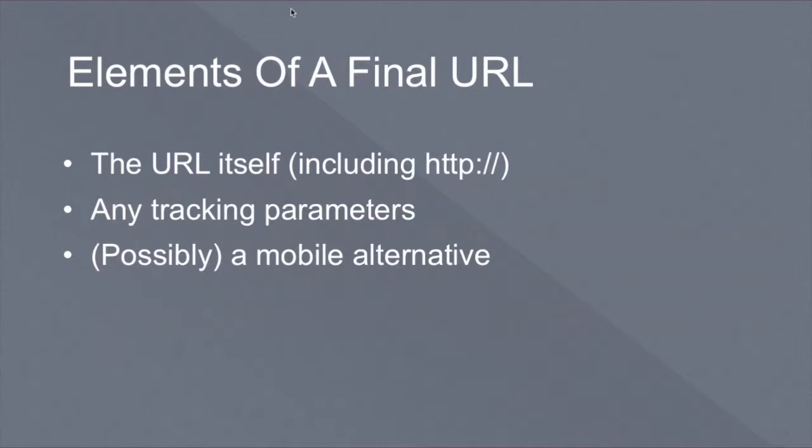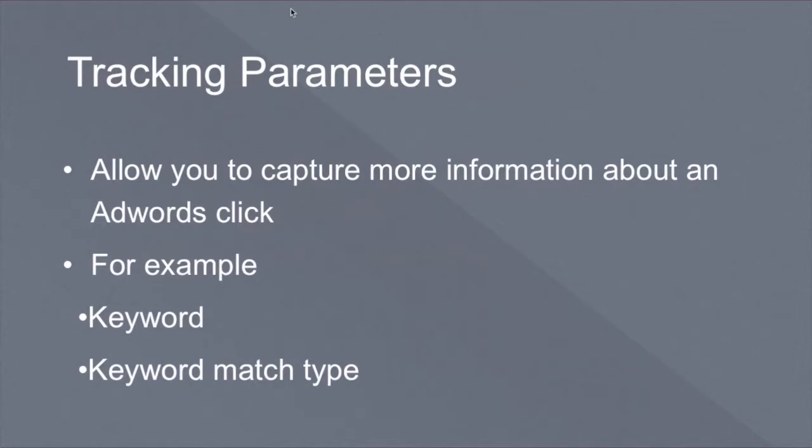Two of them are totally self-explanatory. The URL and the mobile alternative, clearly very, very obvious if you need to use them. Tracking parameters are slightly less obvious. Let me tell you what they are. The purpose of these parameters is to allow you to capture more information about an AdWords click. For example, you can, if you wish, track the keyword. If you've got 10 keywords in an ad group and you want to know which keyword triggered a particular ad showing and a particular action, you would include the keyword in it. You can also include keyword match type, and there's several other things that you can use as well.